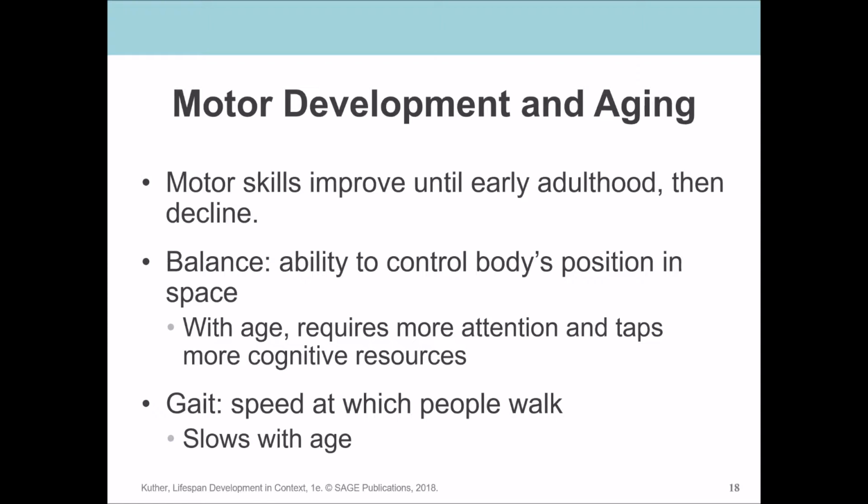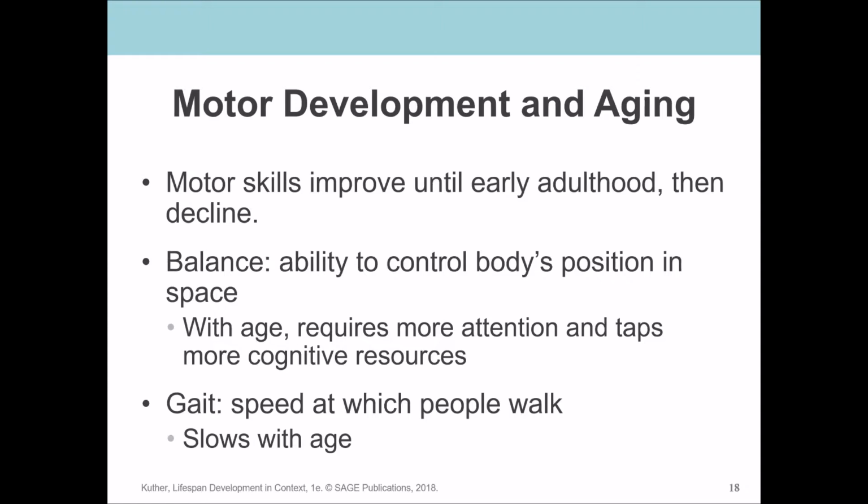Balance is particularly important as we age. This is our ability to control our body position in space. And this includes an integration of sensory information and with the awareness of one's body in space and also the surrounding environment. So where is my body and what is going on in my environment and how am I able to maintain my position in space? Our sensory abilities decline in function with age, so it makes balance more difficult. And also with age, balance really taps into our cognitive resources. It takes a lot of attention to balance oneself. And so that's why older adults tend to struggle with balancing quite a bit more so than younger adults.